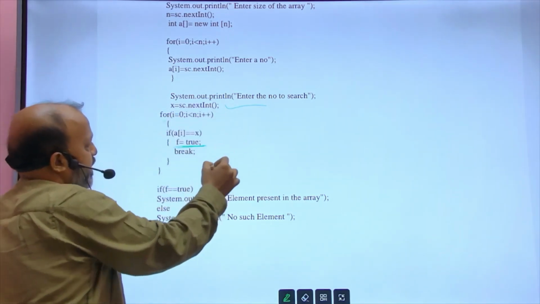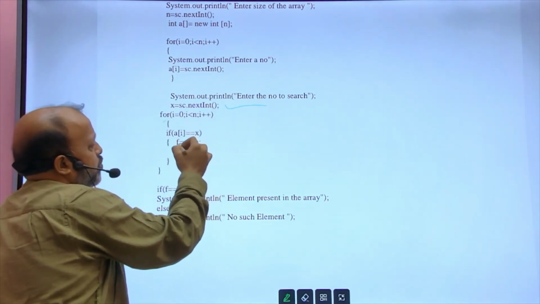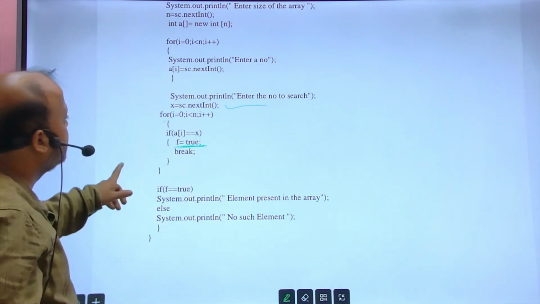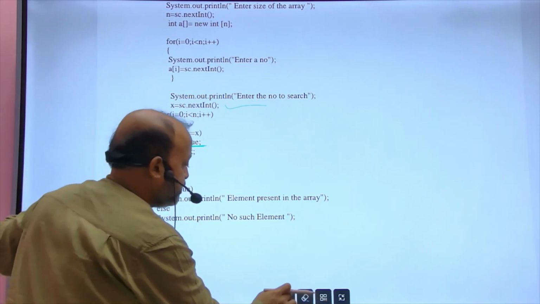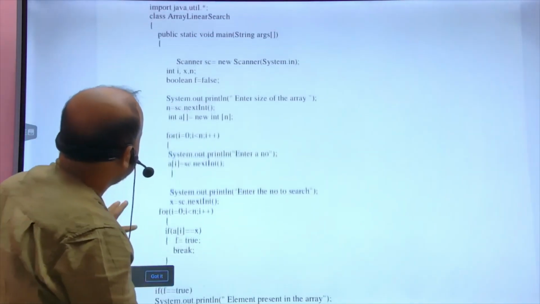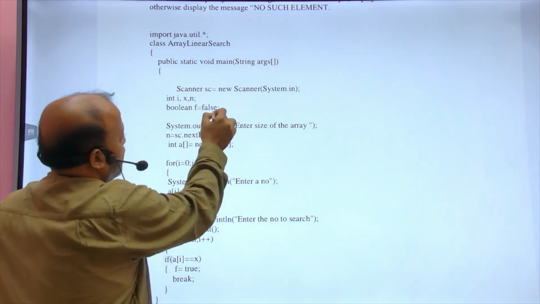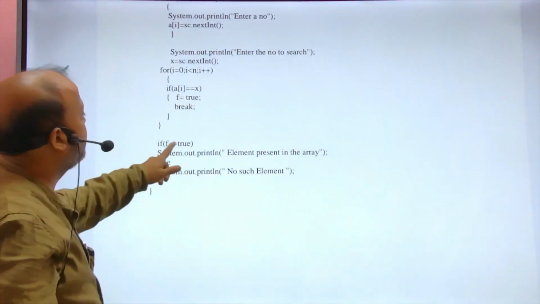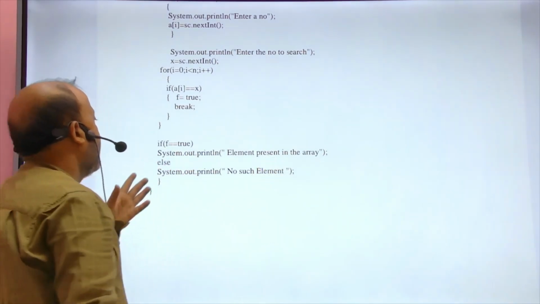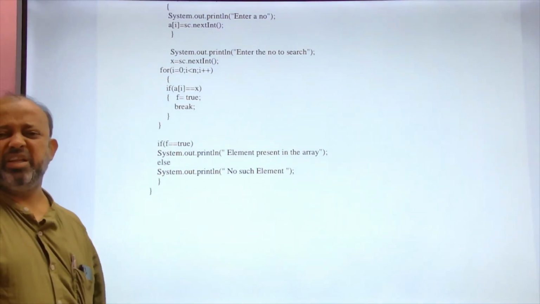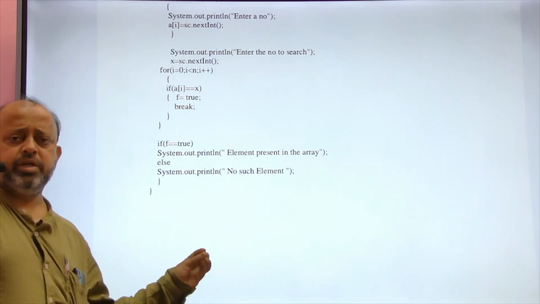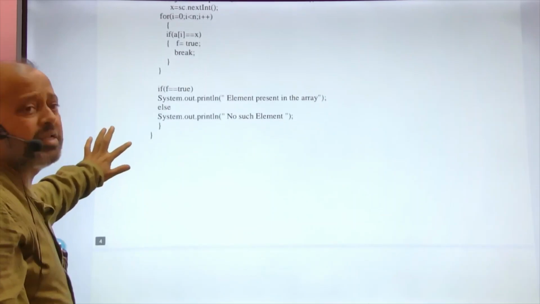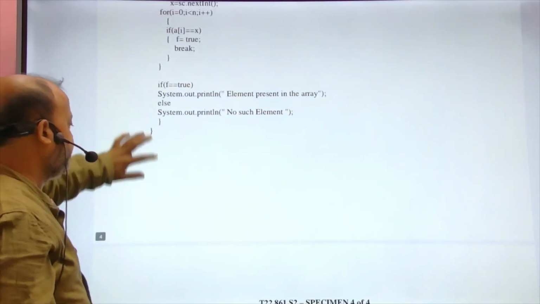So if your number matches, अगर number match कर रहा है, your boolean value, which is taken as false in the beginning, has become true. You can see that. देखो, I have taken boolean false here, right? So if it matches, f becomes true. Now if f is true, the element is present in the array, else no such element. Linear search, very common program, right? I hope this is clear for you. You should attempt this question.